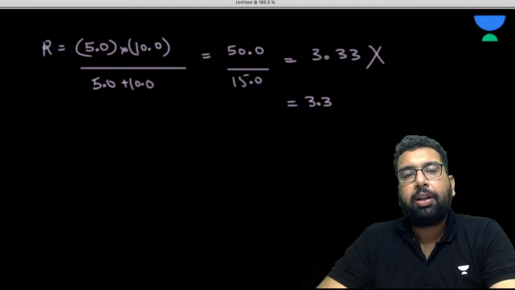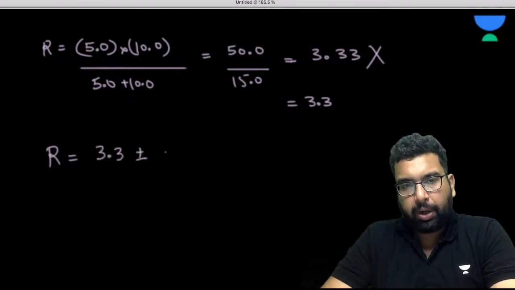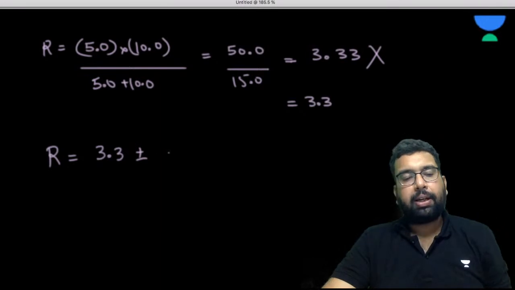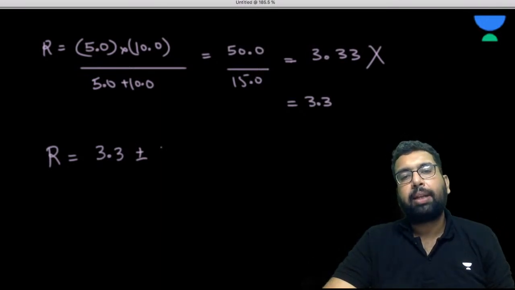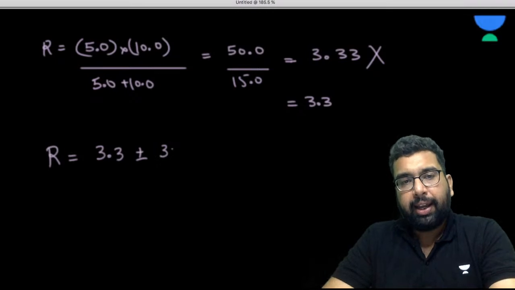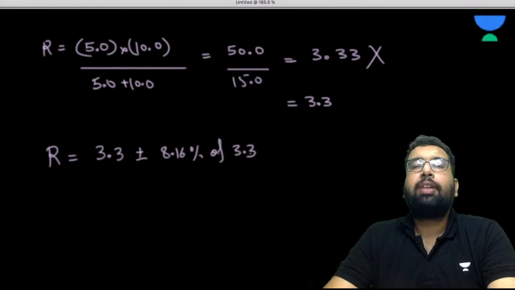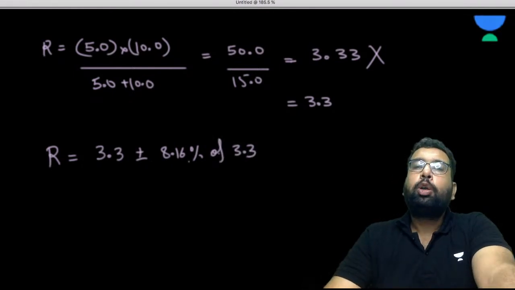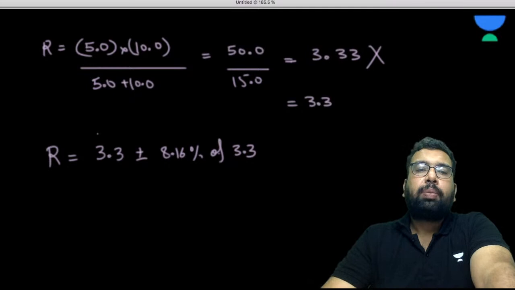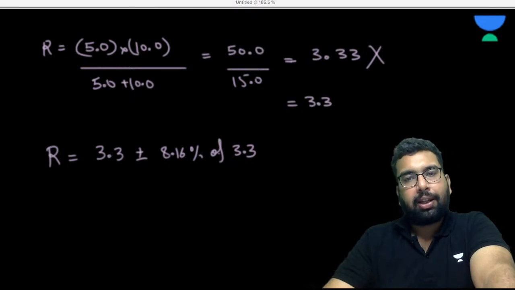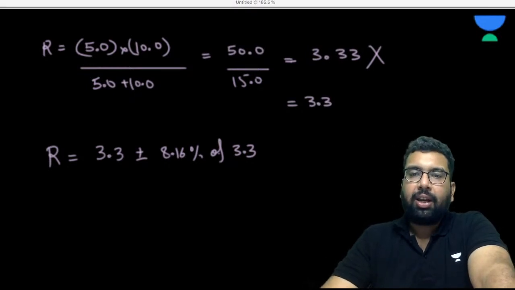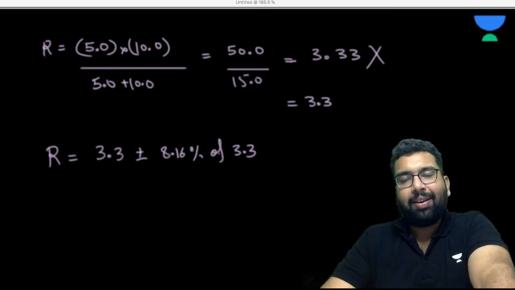So what shall be the final solution? The final equivalent resistance must be written like this: 3.3 plus minus how much percentage? Plus minus 8.16%. So in any case, if you want to give the value, you can write 8.16% of 3.3, and then write it in the same way as we have learned to write.